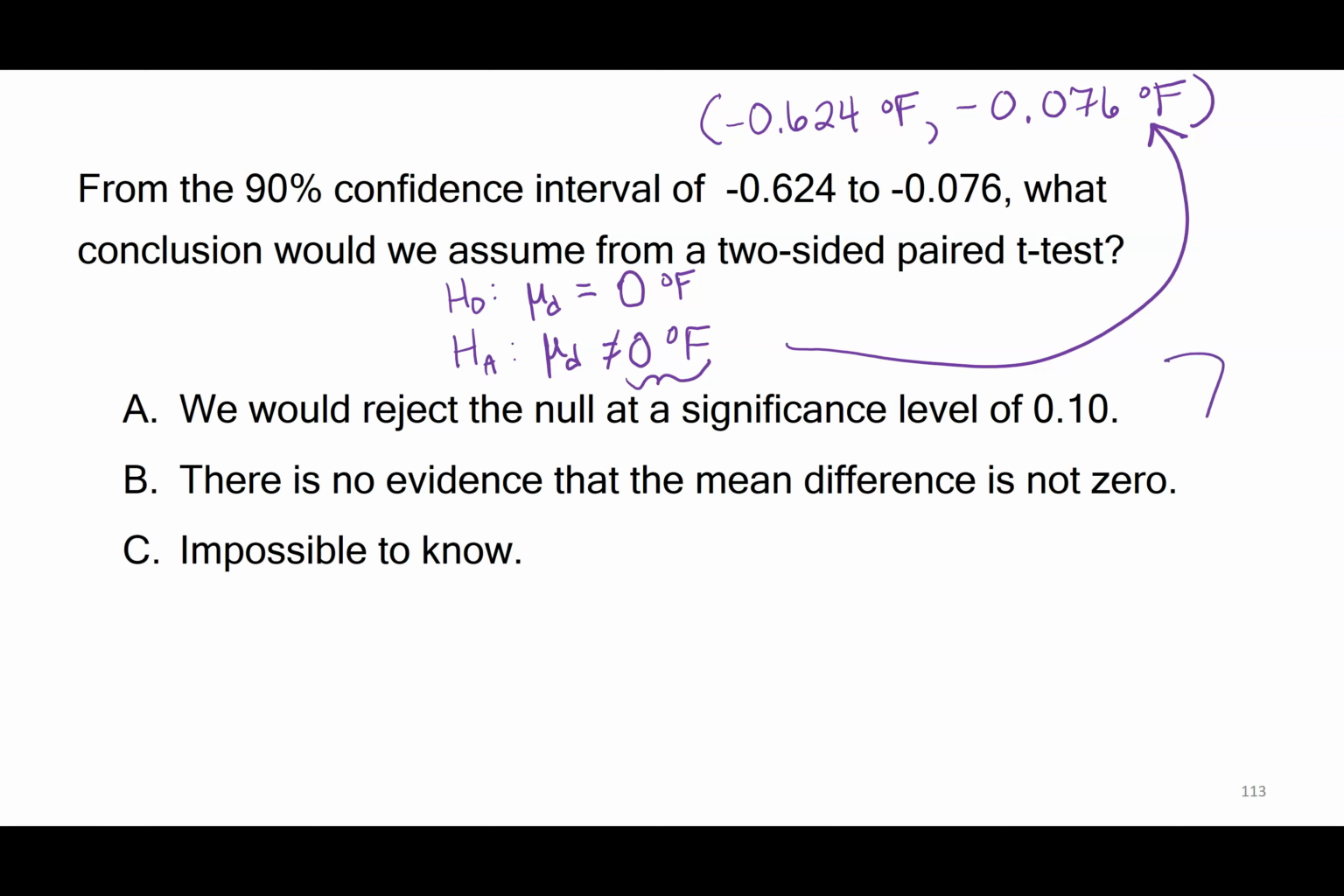So looking at these top two answers, we would reject the null at a significance level of 0.10. That's saying, hey, we don't believe the difference is 0. Which we wouldn't, because 0 is not in our interval. So this one does look good, but let's read through the second one. There's no evidence the mean difference is not 0. This would be true if 0 was in our interval, but 0 is not in our interval. We actually have good evidence that 0 is not the mean difference. So I would go with A.